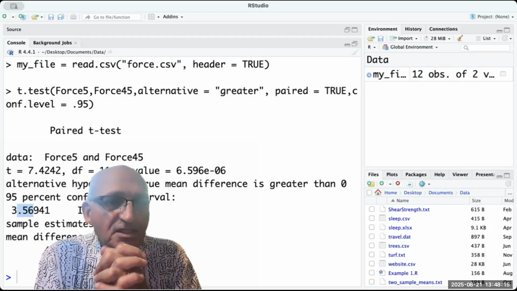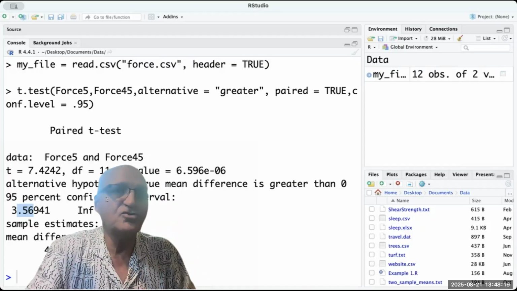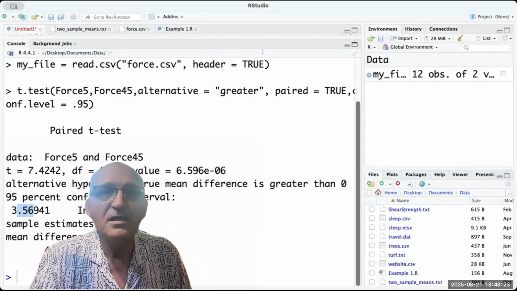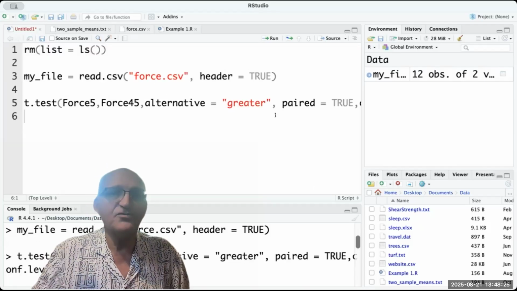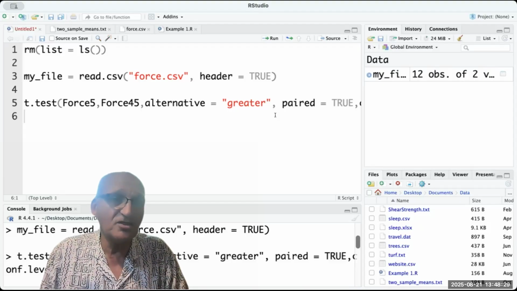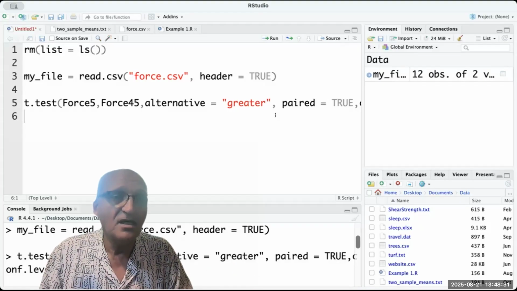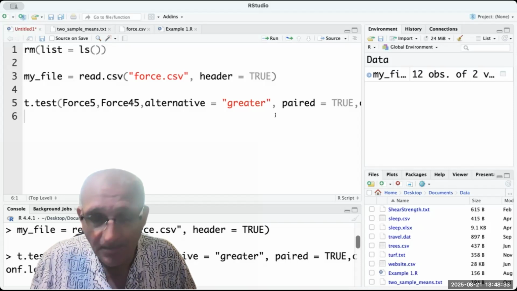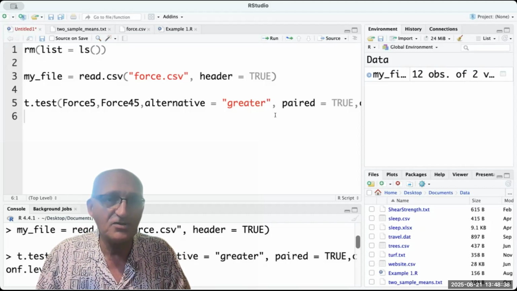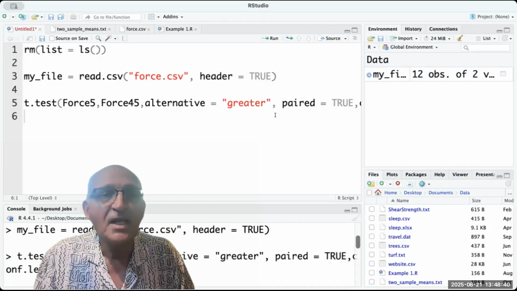So here we did it. You see, we only changed the text to make it CSV. And we changed alternative to be greater instead of two-sided, and paired to be true, because now we are comparing the same number of observations, and we know they are dependent because they are for the same person, the same leg.